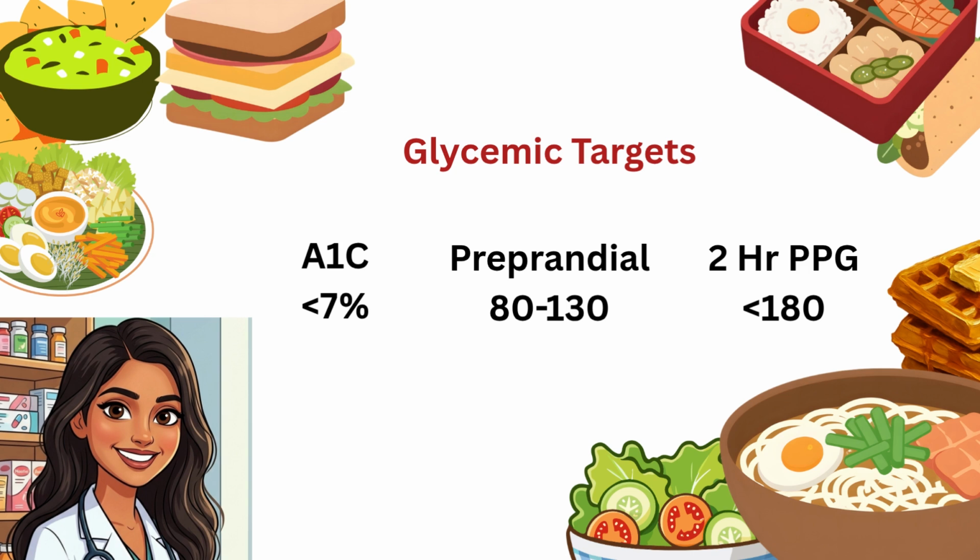According to the ADA guidelines, the A1C goal for a non-pregnant person is less than 7%. Preprandial is 80 to 130, and postprandial is less than 180.